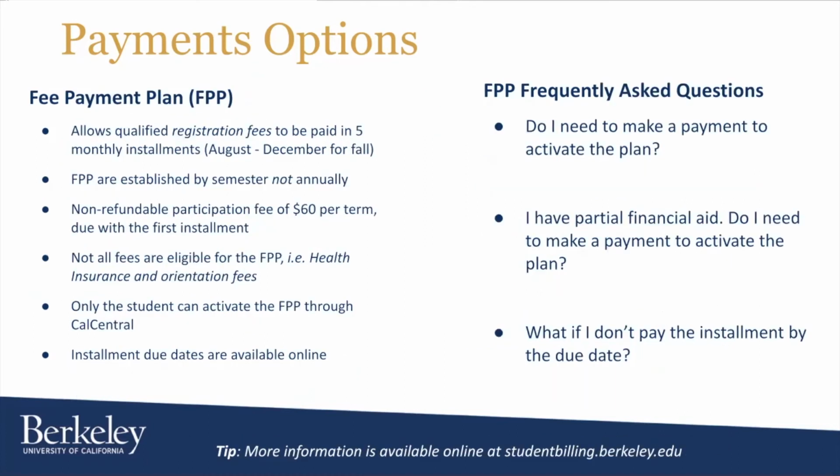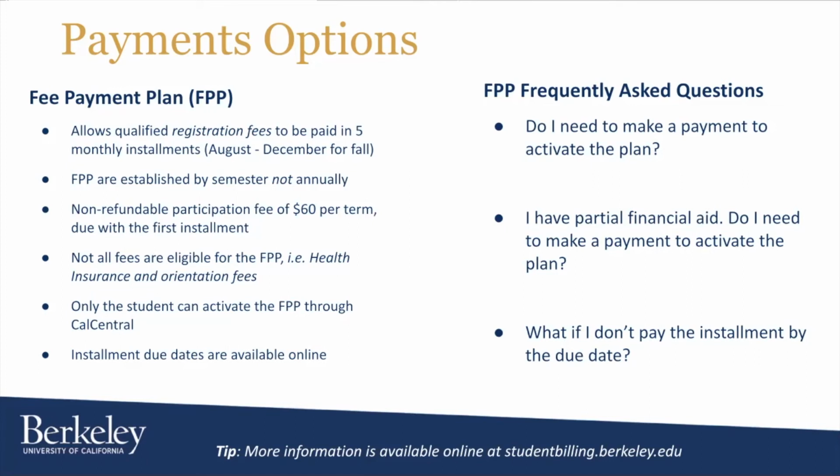The final payment option is the fee payment plan, affectionately known as FPP. The fee payment plan allows for qualified registration fees to be paid in 5 monthly installments. The enrollment for the fee payment plan is established on a per semester basis, not academic year. Also, when you enroll in the fee payment plan, you will be required to pay a $60 non-refundable participation fee. The $60 non-refundable participation fee will be due with the first monthly installment.